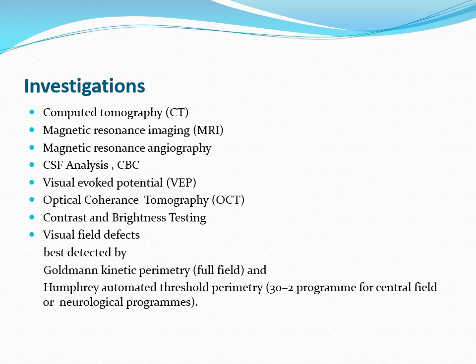Now if you have a case of optic nerve defects, what investigations should the patient undergo? Suppose there is an intracranial space occupying lesion, you will go for CT, which will show a manifestation in the optic nerve. So CT of the brain. Similarly, for vascular lesions, MRI imaging or MR angiography. Sometimes diseases like multiple sclerosis and meningitis have eye manifestation, brain manifestation. They may require CSF analysis, CBC.